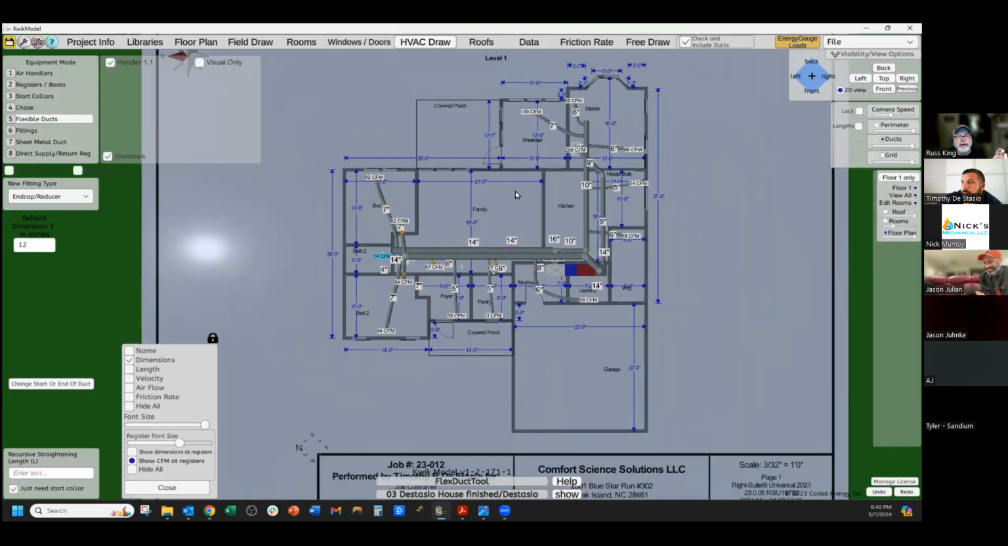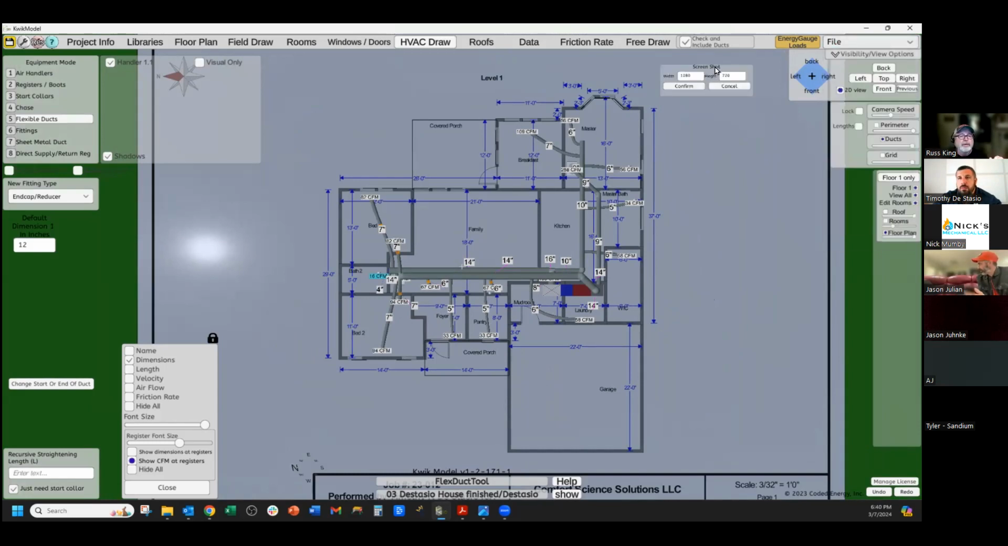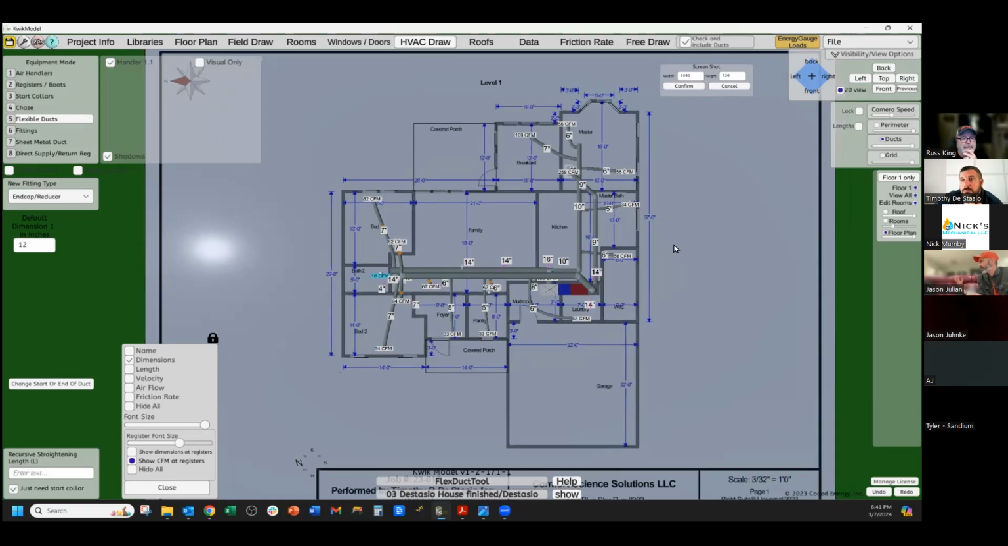We actually have a screenshot tool, where you click on this and you can specify the pixels, the width and height of how high the resolution is of your screenshot. So if you need to print it out bigger, you can have more pixels in it. If you're just going to insert it into a Word doc or something, you don't need it to be that big. All right, and that's about it.